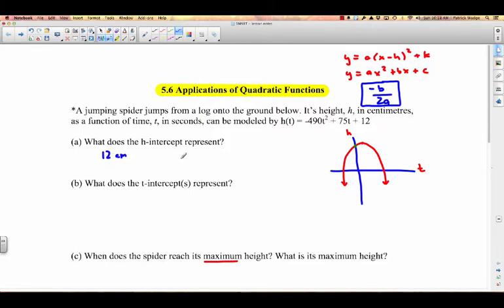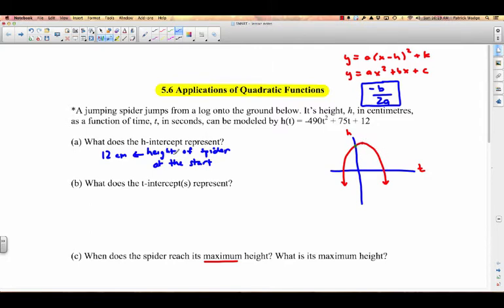Now, what is that though? What does that mean? Well, that's the height of the spider when t equals 0. In other words, the very start. Height of spider at the start, I'll say. How can the spider start 12 centimeters in the air? Remember, it is on a log. So the spider's up here on a log, it jumps up in the air, goes a little bit higher, and then it comes down.